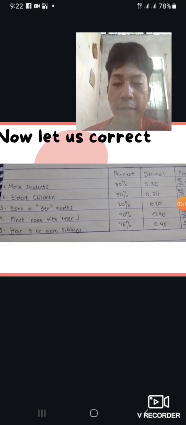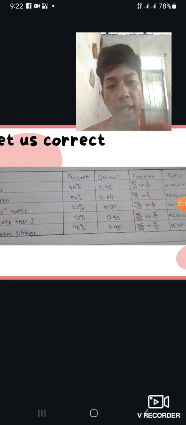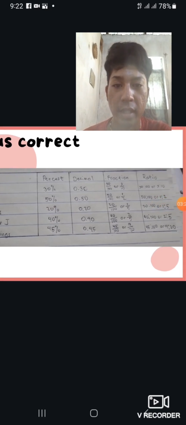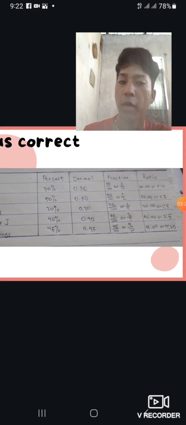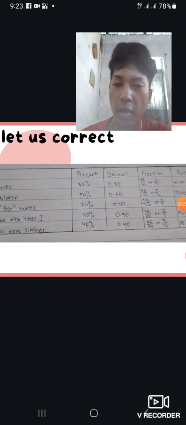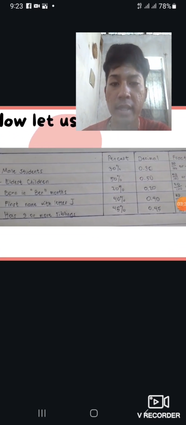So we have 50%, and then 0.50, and then 50 over 100 as the fraction, that is 1/2 in simplest form. In the ratio, 50 is the first term, the second term is 100, or 1 to 2. So it is easy, guys. That's all there is to it, right?